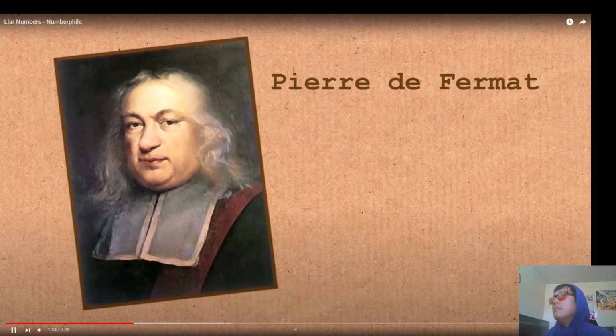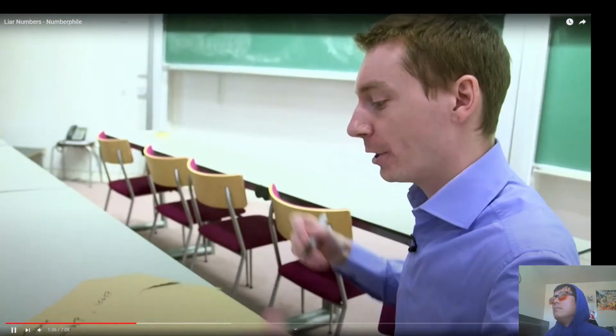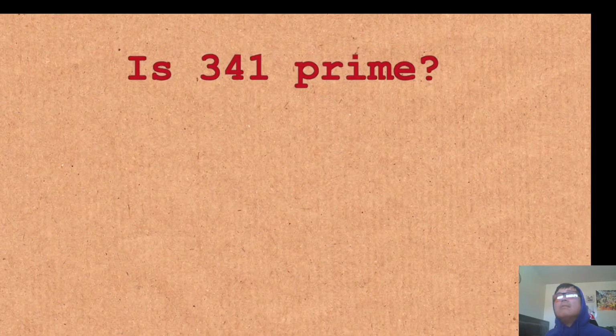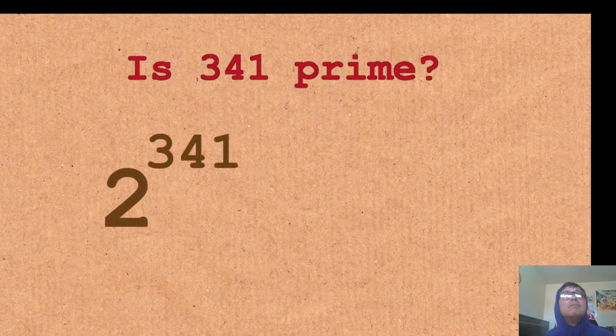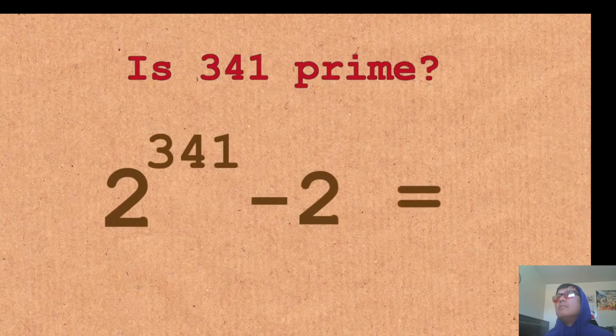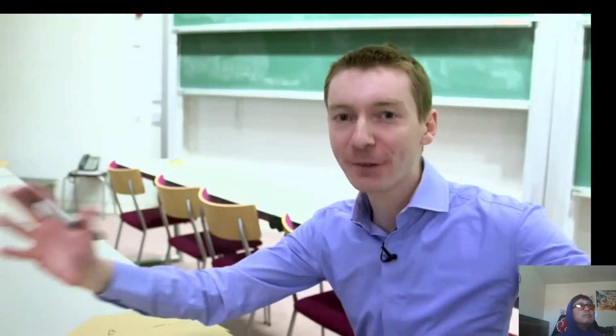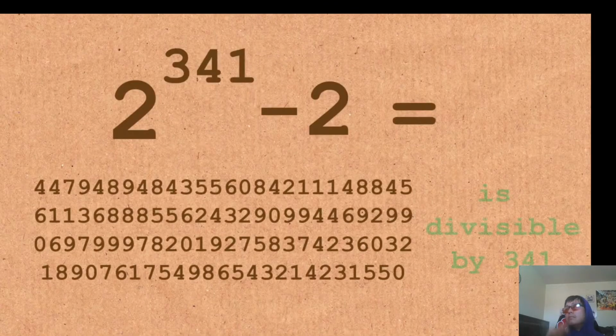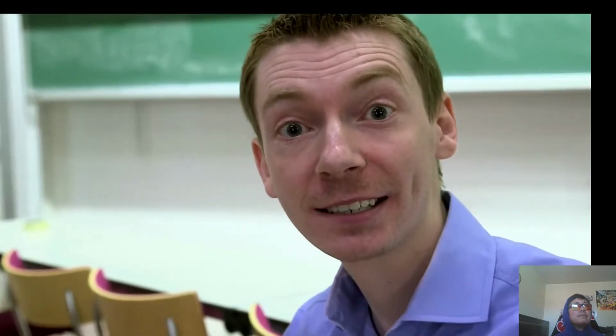Let's try another number. I'm going to try the number 341. Does that pass my test? 2 to the power 341 minus 2. That's my test. Now that's going to be a really large number. Computers have methods that make this easier. I'm not going to write that down. Huge number, but I can tell you now that this number is divisible by the number we're testing, 341. Thumbs up. So it's passed the test.